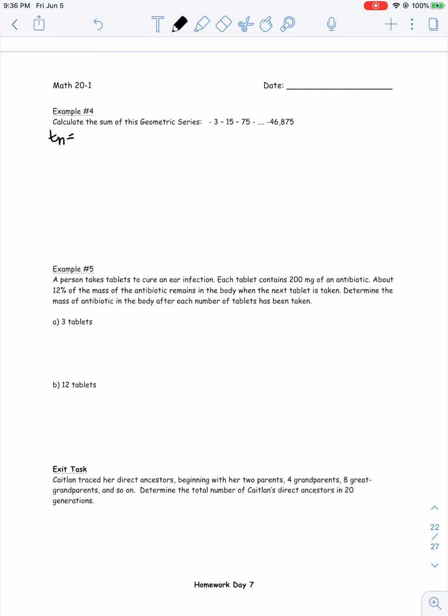So we're going to use the original geometric sequence formula. So we're going to use what we did in the previous lesson to solve for the n, because we know that the last number in the spot is negative 46,875. Our first term is negative 3. Our common ratio is 5, because we're multiplying by 5 to go from term to term. And then our n is what we're trying to solve for.